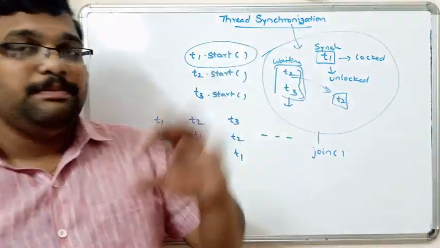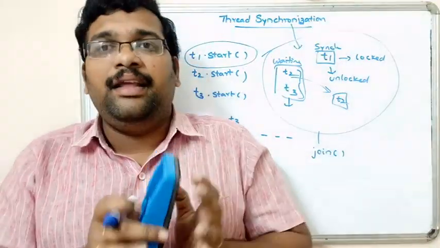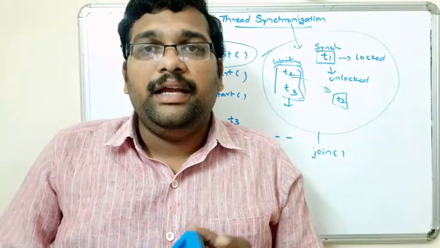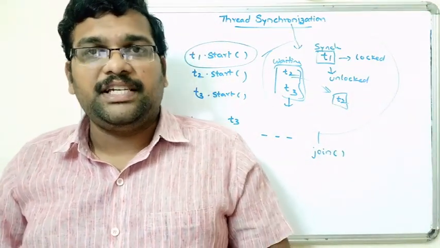The join method is also similar. If you apply join, whatever thread is presently running will execute, and no other thread will interrupt the presently running thread. That we have seen in the previous session.